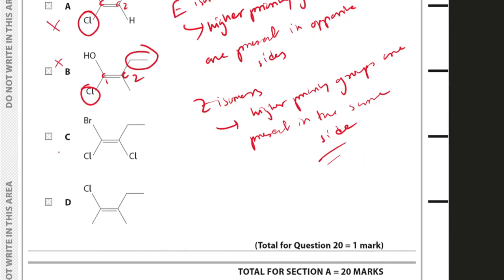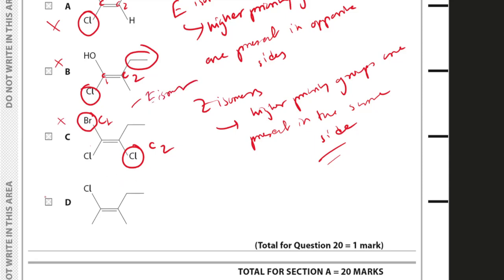In C and D, again it's the same thing. You have the ethyl group in carbon 1 and the chlorine group, I'm sorry, not actually, the bromine group in carbon 1 and the chlorine group in carbon 2 as the high priority group, but you can clearly see both of them are in opposite directions, so that makes it an E isomer basically.